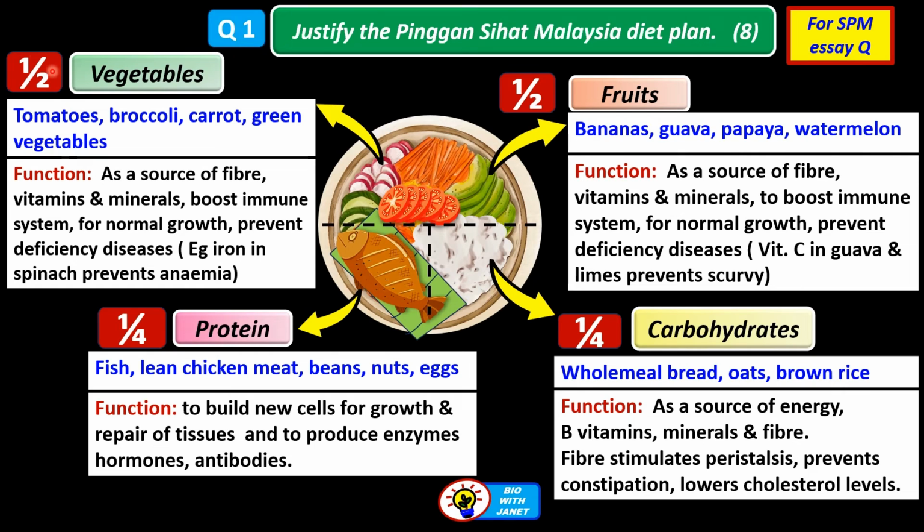So this is how you justify the Pinggan Sihat Malaysia diet plan. Give examples and then state the function of the various components that are proposed in the Pinggan Sihat Malaysia diet plan.